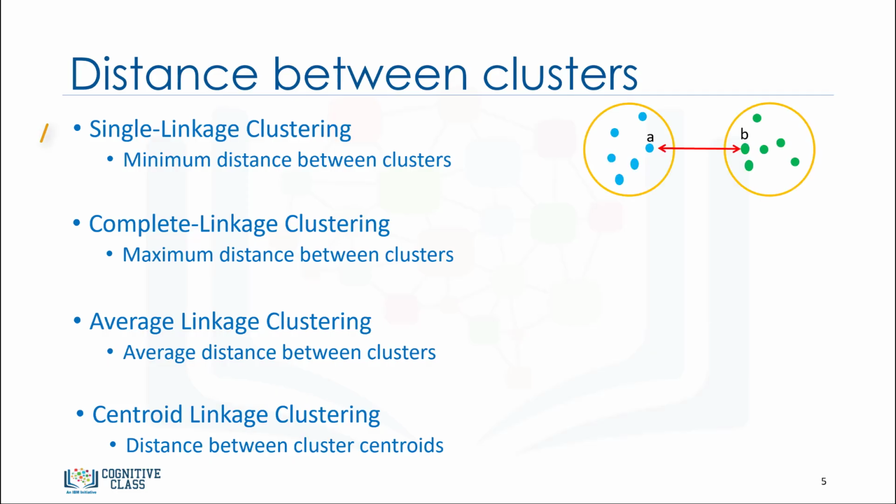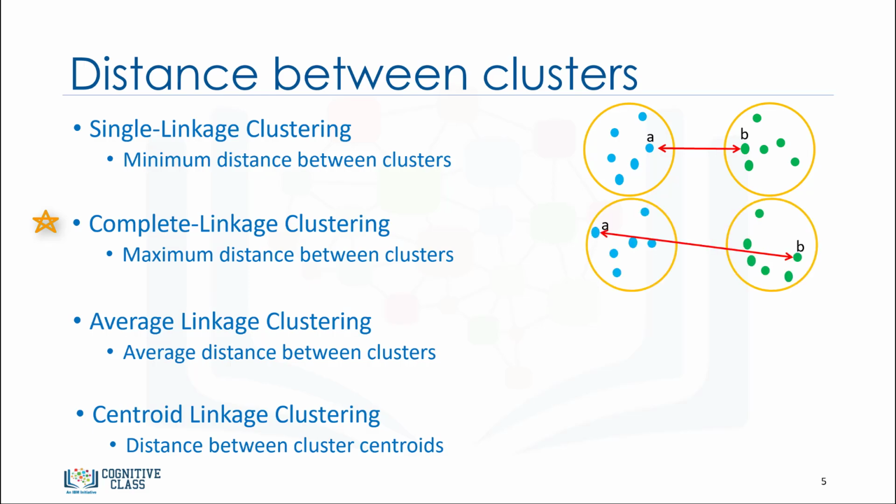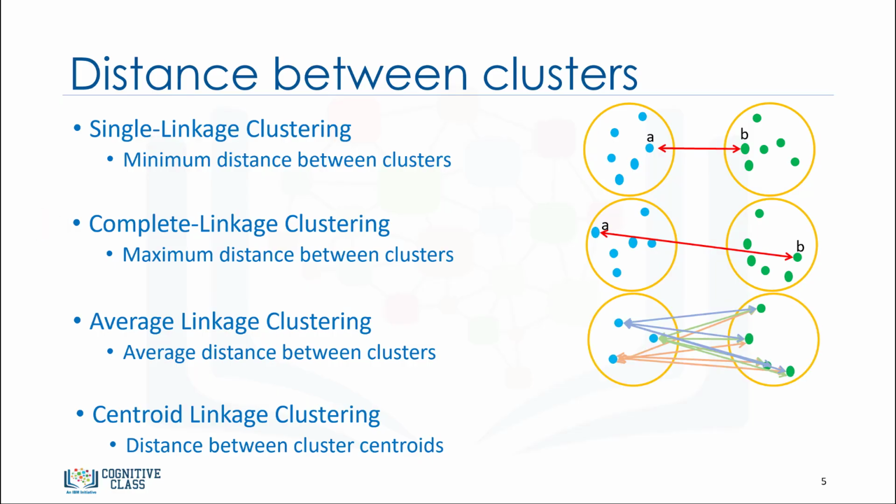The first one is called single linkage clustering. Single linkage is defined as the shortest distance between 2 points in each cluster, such as point A and B. Next up is complete linkage clustering. This time, we are finding the longest distance between the points in each cluster, such as the distance between point A and B. The third type of linkage is average linkage clustering, or the mean distance. This means we're looking at the average distance of each point from one cluster to every point in another cluster.